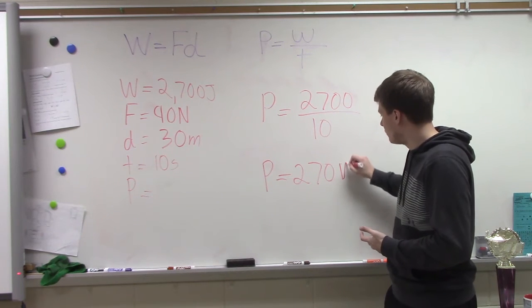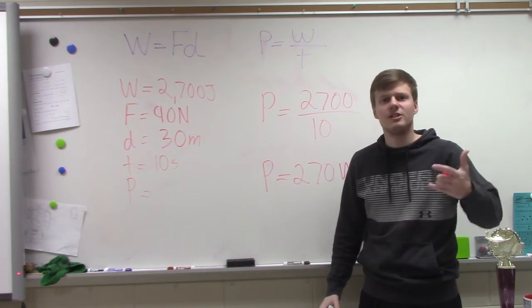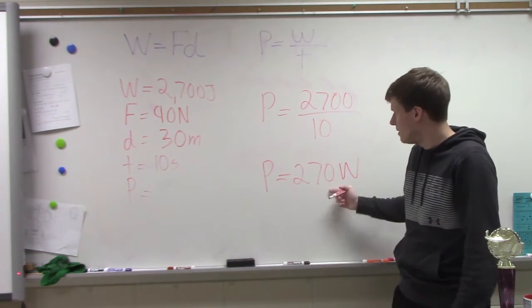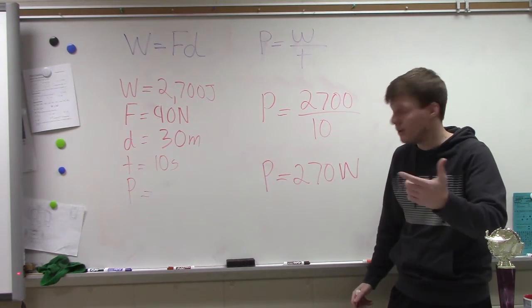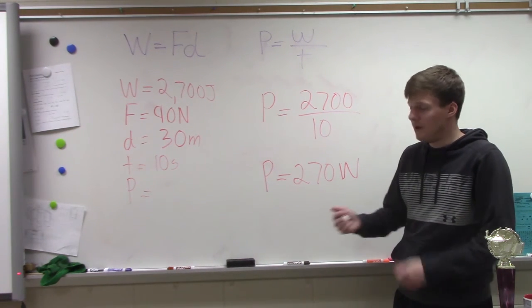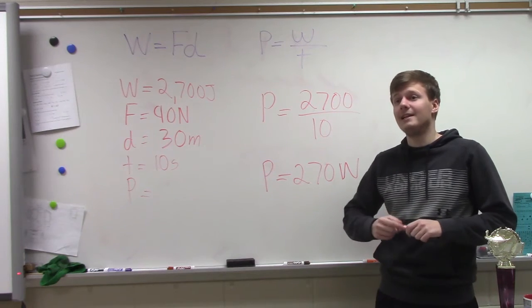You might be familiar with watts because you've seen a 60 or a 40 watt light bulb. That is the measure of the power output of that light bulb. So realistically, or the power consumption of that light bulb. So realistically, we have 270 watts would be our final answer for number 17 in your study guide.